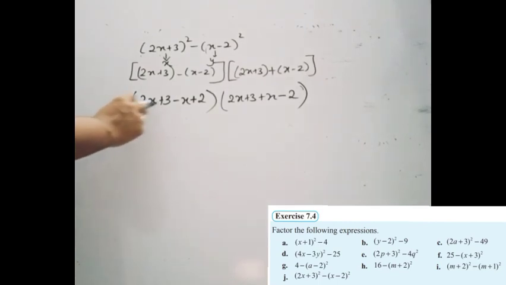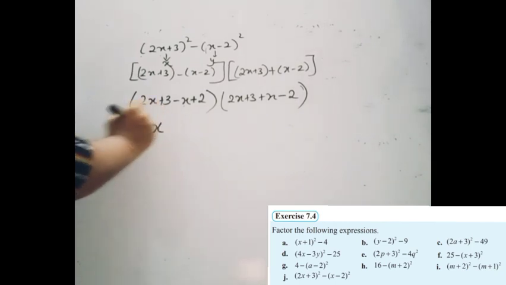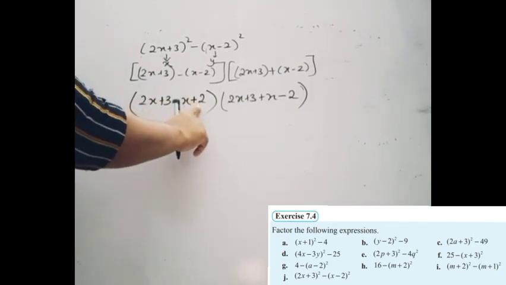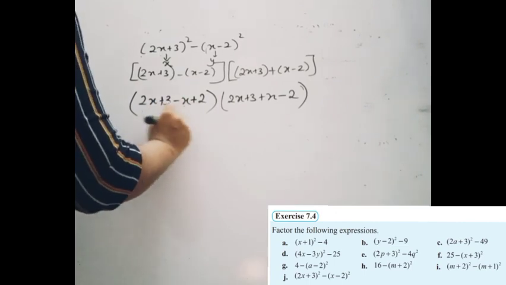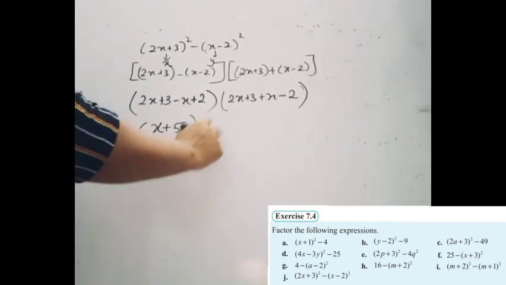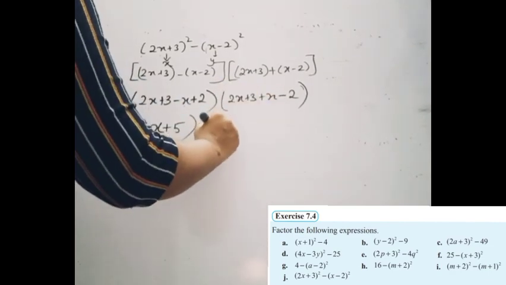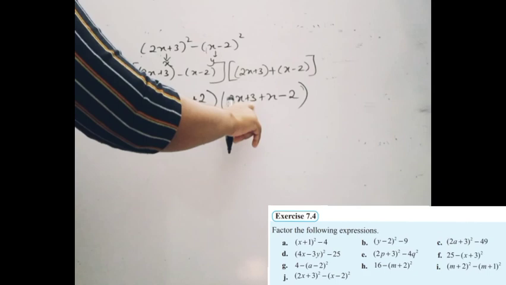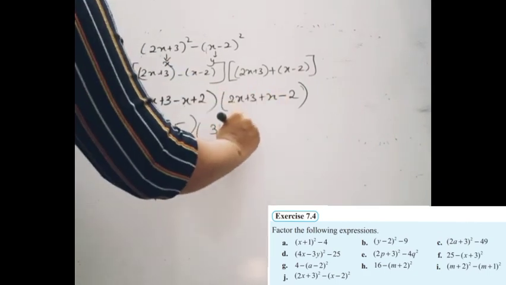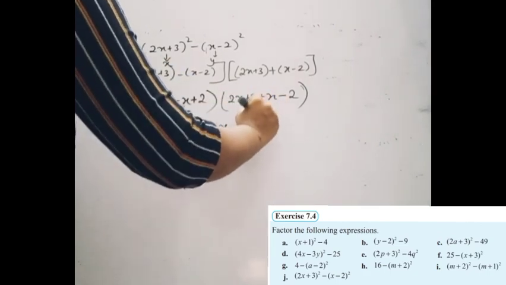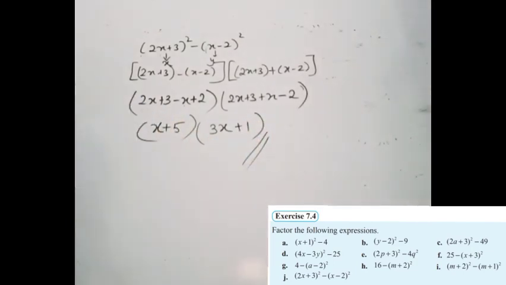Okay. So like terms can be added or subtracted together. 2x minus x becomes 1x. Plus 3 and plus 2 becomes positive 5. Onto this side, 2x plus x becomes 3x. Positive 3 and negative 2 becomes plus 1, positive 1. So this is how you factorize these types of questions.